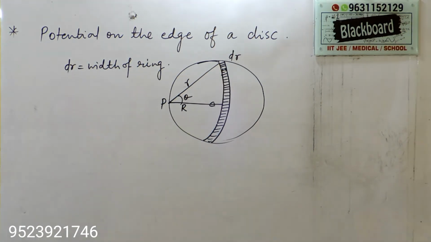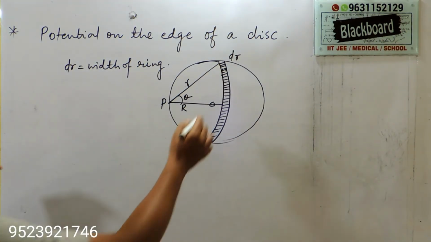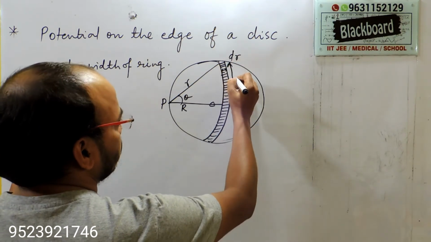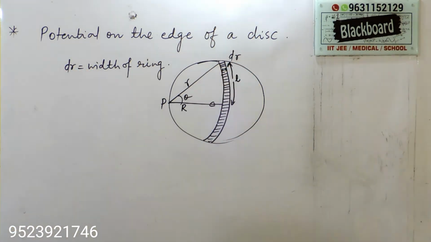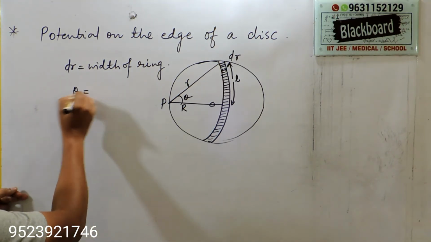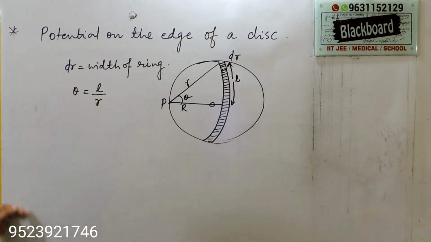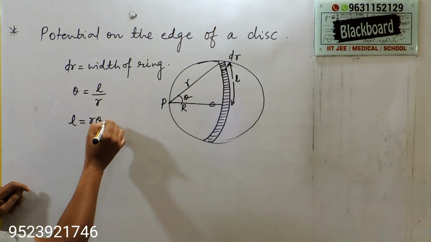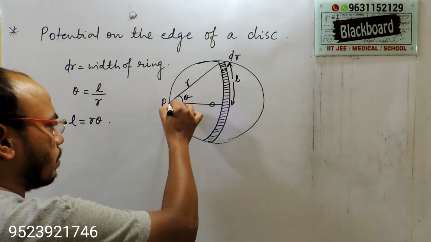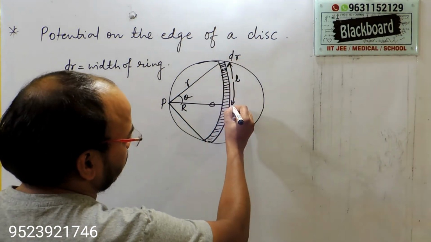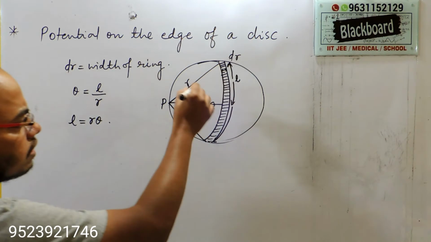That means here, let the arc length from here to here be L. That means theta equals L by R. This is theta equals L by R from trigonometry. This is basic trigonometry, which you must have studied in 10th class. Theta equals L by R, that means L equals R theta. Or if we take the complete section, let the complete section be L.